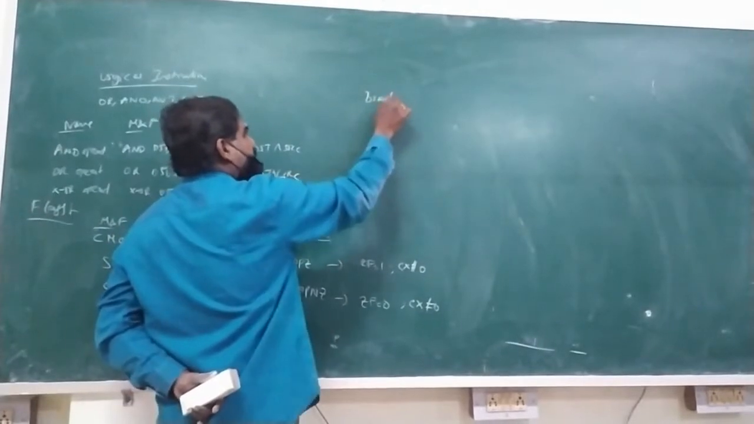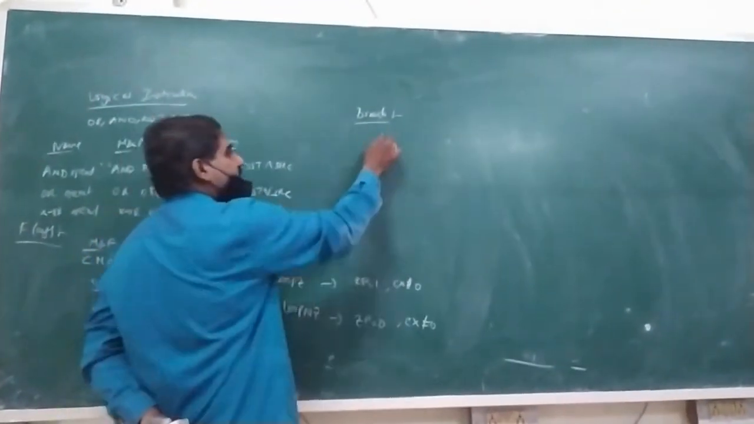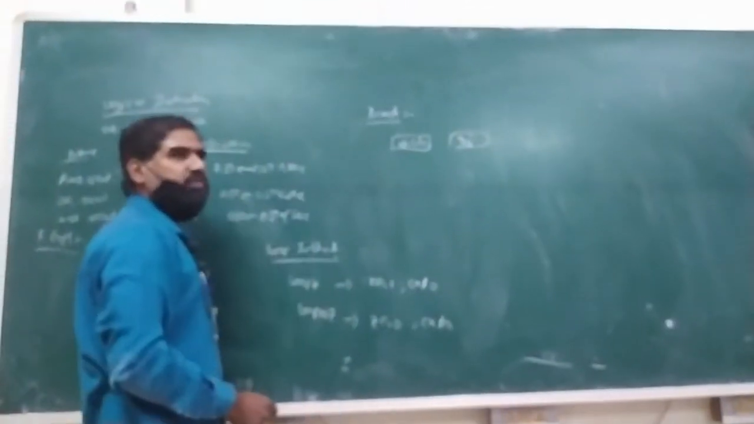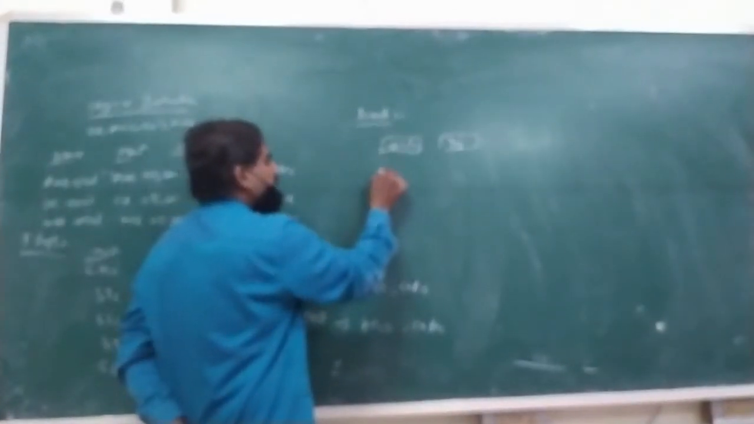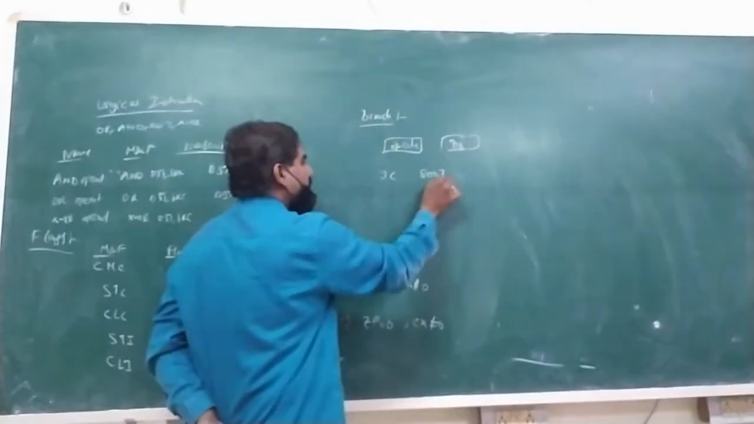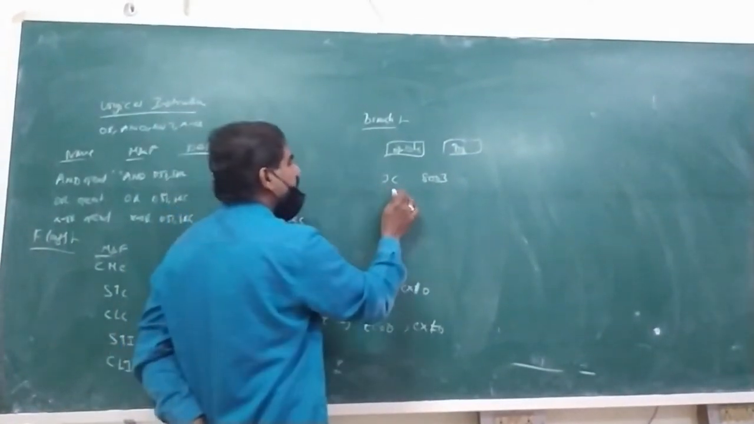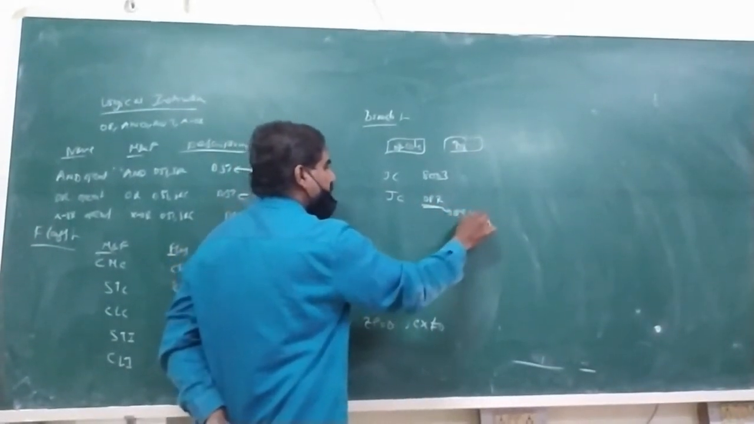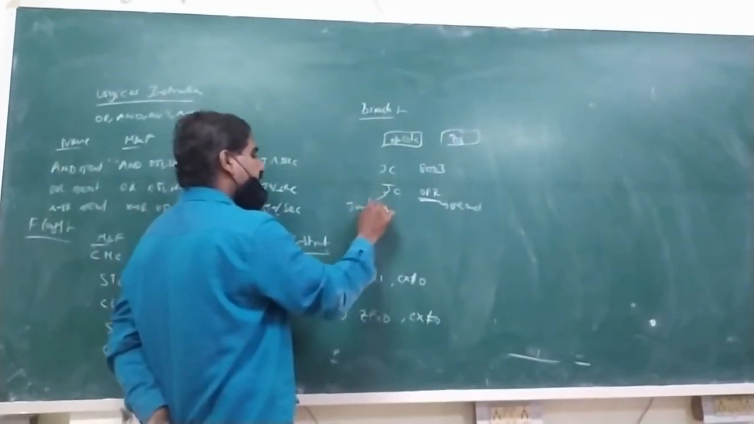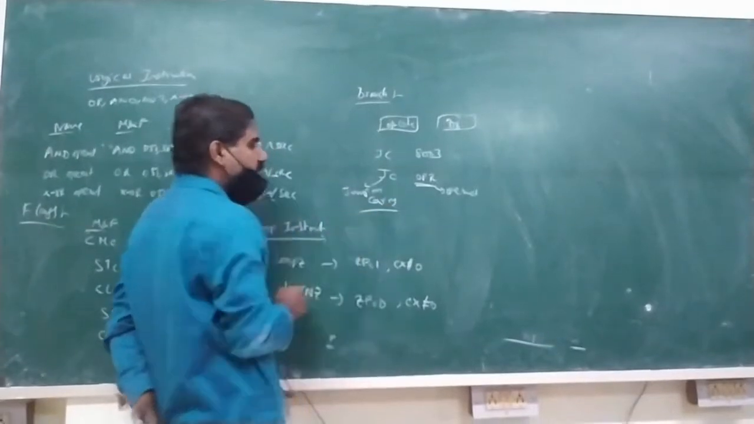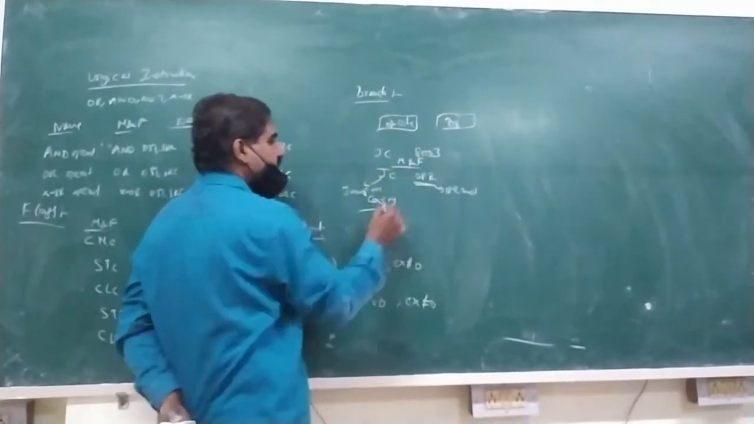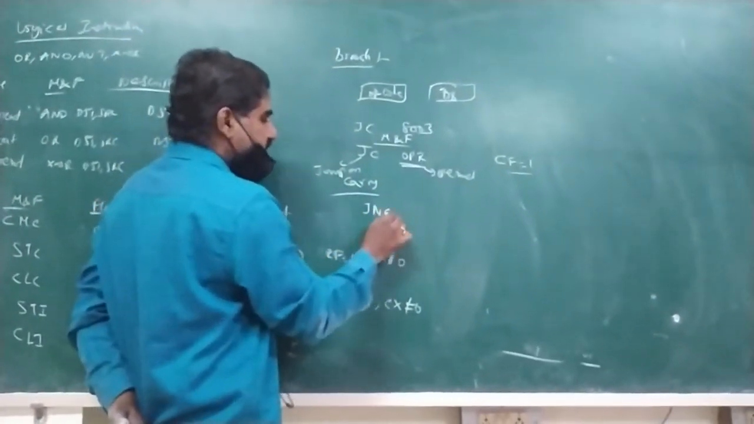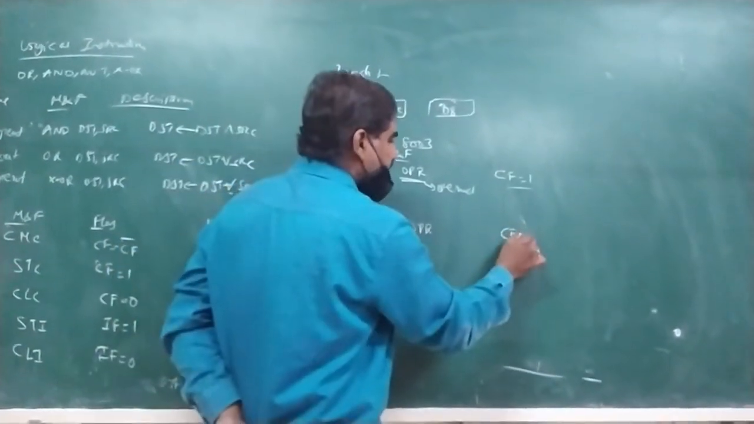Last, branch instructions. In branch instructions, the instruction is mainly divided into two parts: opcode and D8. D8 means 8-bit data. The command is, for example, JC 8003, that is JC OPR. OPR means operand, where JC means jump on carry. Mnemonic and format is JC OPR. What will happen is the carry flag will be set to 1. Another one is JNC OPR, where the carry flag is set to 0.